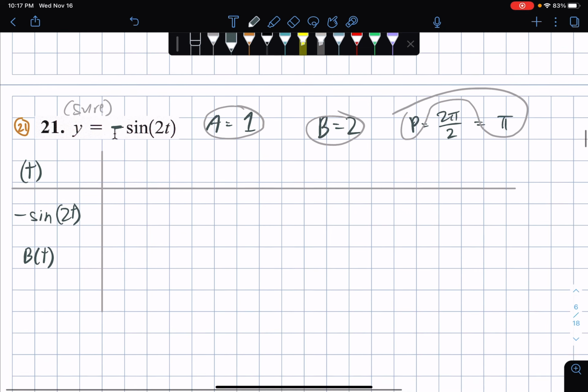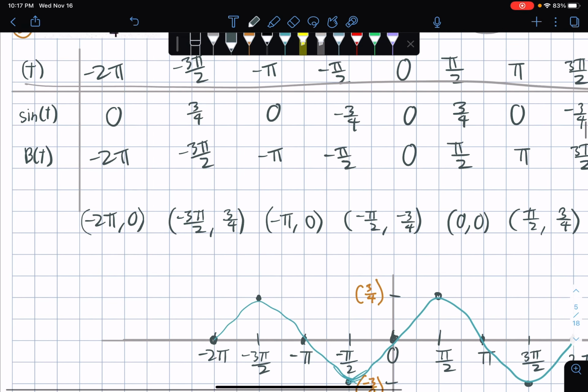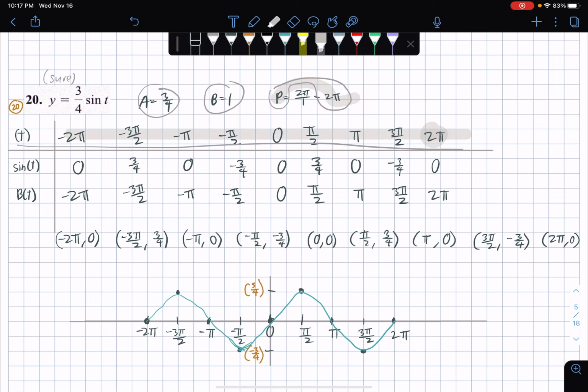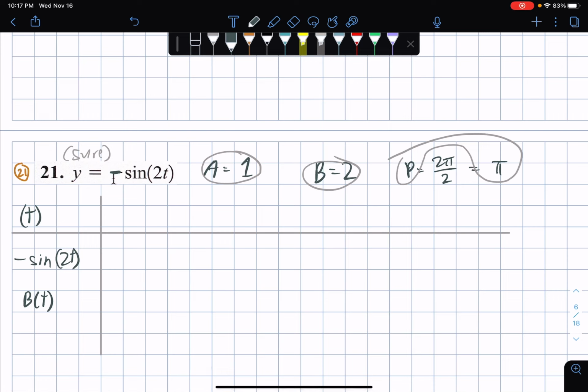So based on my understanding, now that our period is not 2 pi, we have a set of t values that are a little different than what we usually do. If before, our set of t values were all these, this time it's not. It's going to be significantly shorter. So let's say here it's negative, here is 0. We have pi over 4, pi over 2, 3 pi over 4, and pi.